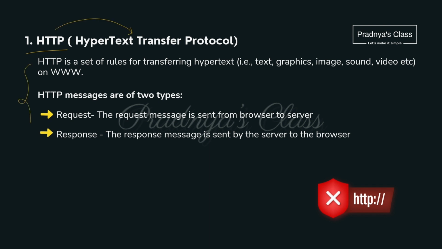Let's discuss the first protocol, that is HTTP. Description is not that important, but remember the full form. HTTP is a set of rules. What is the use of HTTP? It is used for transferring hypertext. Hypertext can be anything: text, graphics, image, sound or video.